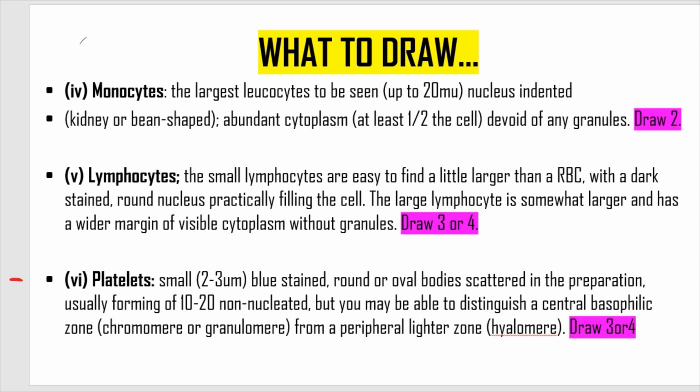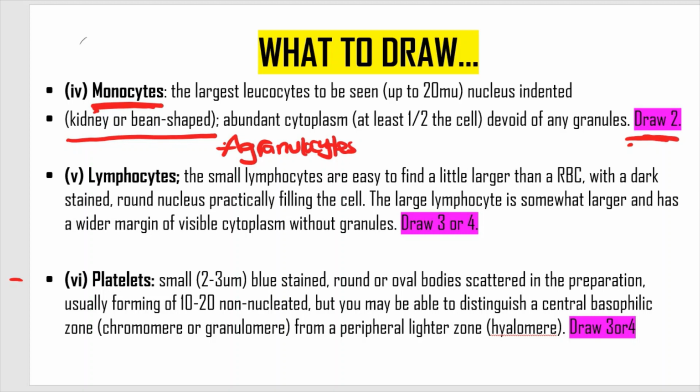You also observe monocytes. These ones have got a kidney-shaped or bean-shaped nucleus, and they do not have any granules in their cytoplasm. So they are agranulocytes. The first 3 that we looked at were granulocytes, but these ones do not have granules in their cytoplasm. You draw at least 2 of them at high power only.